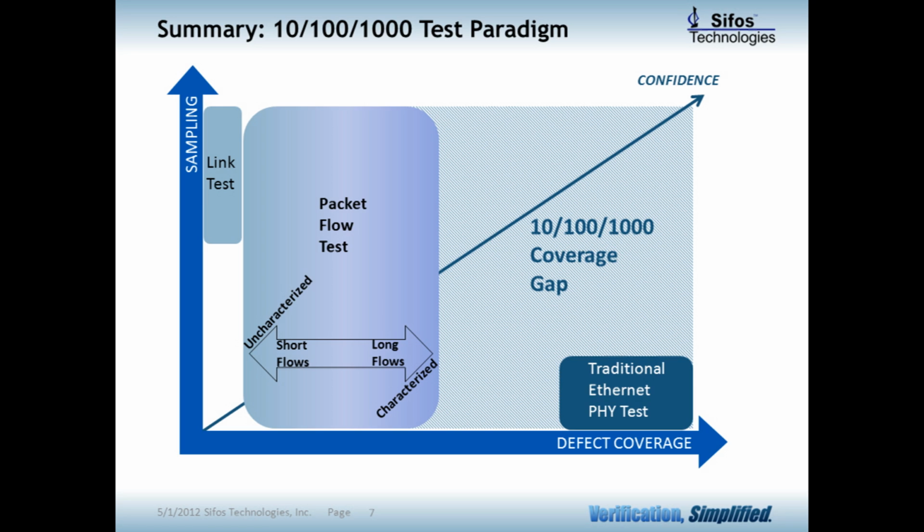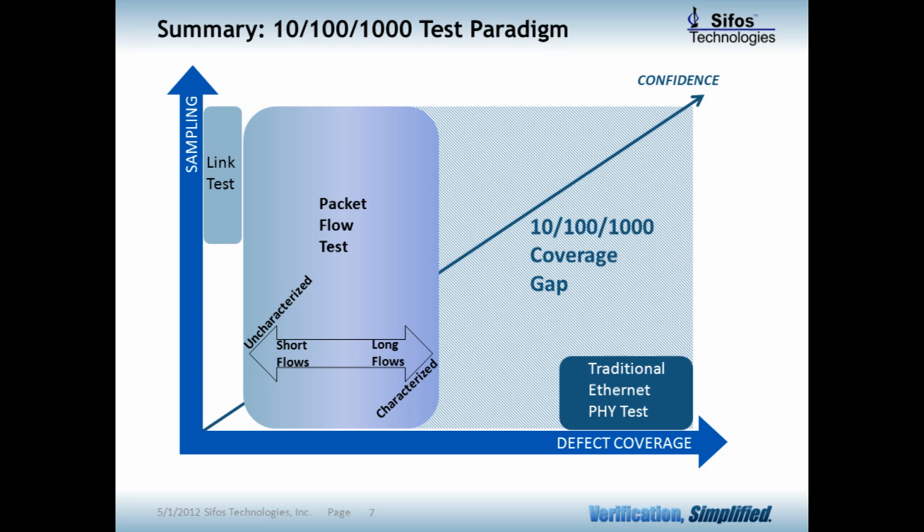Packet flow test spans a relatively wider range on both axes, with defect coverage dependent on length of packet flows and the degree of characterization of entities such as known good test ports and patch cables. However, defect coverage is well short of traditional PHY testing, while sampling can realistically range all the way up to 100% of produced Ethernet ports.